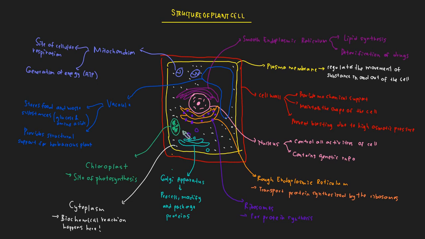And next we have the chloroplast. The chloroplast is the site of photosynthesis, basically because inside the chloroplast we have the chlorophyll. We will further learn about the process of photosynthesis in another video. Basically we are going to talk about the Calvin cycle. And next we have the cytoplasm. The cytoplasm is where biochemical reaction occurs.